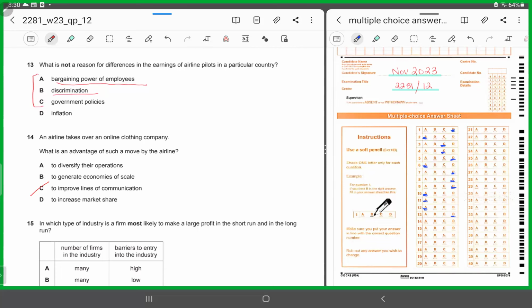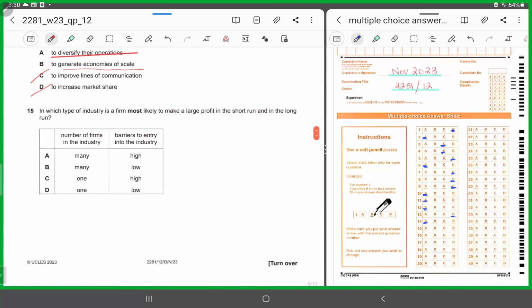Incorrect. Can never be generate economies of scale. Cannot be the situation in this case, because economies of scale would have come if it would have been increasing the number of airlines. Then the average cost would have been going down, right? But it's taking over an online clothing company. It's going into an entirely different domain, entirely different arena of business, right? It's diversifying its operations. 14 has to be A. Get the logic? Right.